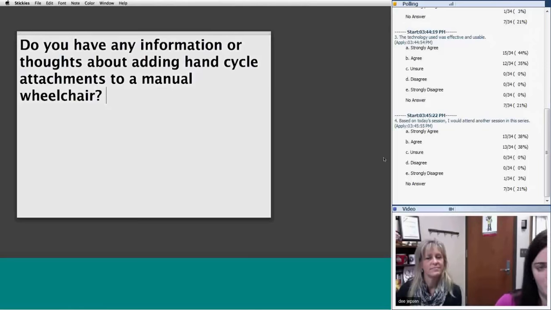Most commonly, I've seen those type of attachments used on ultra lightweight or the lightweight chairs. I haven't seen them very commonly used on just your typical manual chair. I know there's some information on a website, and I'm blanking on the actual address right now, but it's from a wheelchair manufacturer specifically that provides those type of hand cycle attachments to individuals who already have a manual chair, and also other kinds of specialized accessories you can add. So there is definitely information out there, and I apologize for not being able to give you the website offhand.